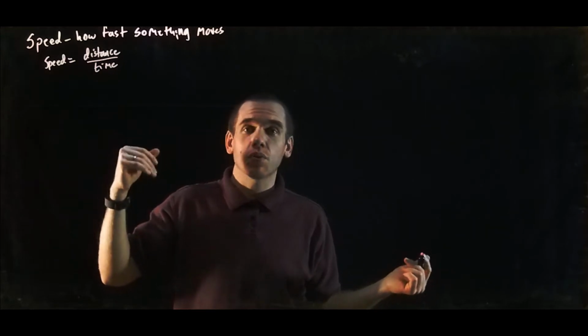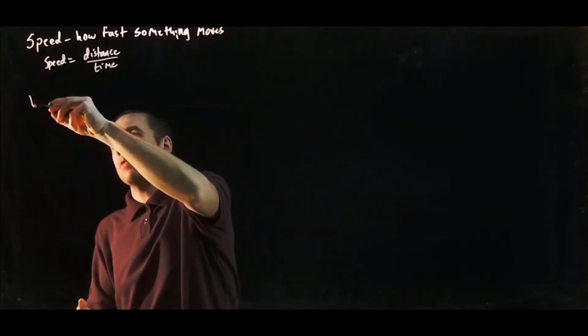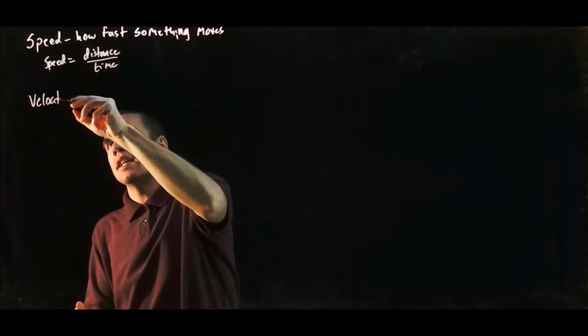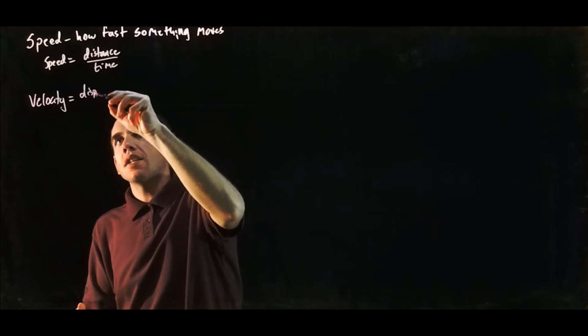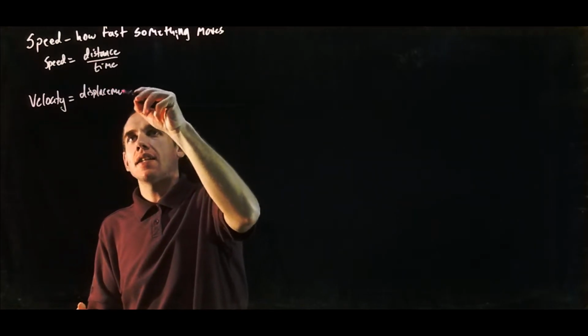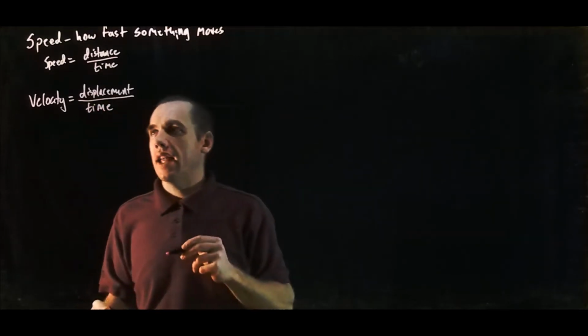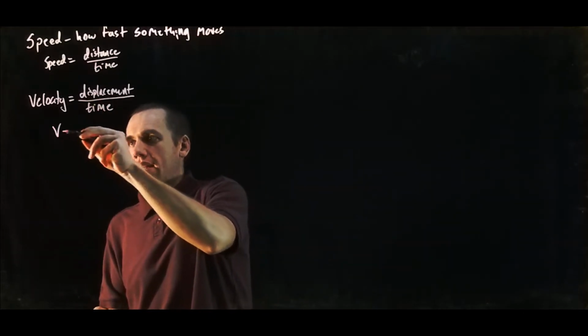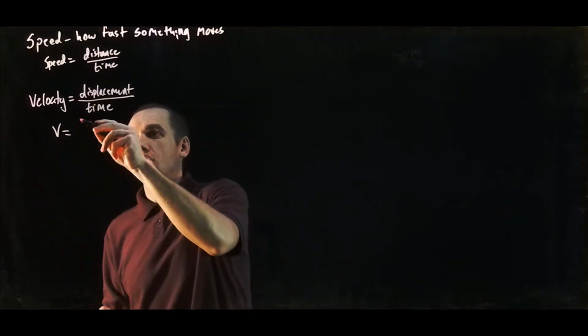And so what we're going to do is we're going to use velocity. So velocity is going to be based off of displacement. Velocity is speed with direction. So it's displacement divided by time. Displacement over time. And of course, we all know that scientists have to be lazy and use abbreviations, right? So V is velocity.